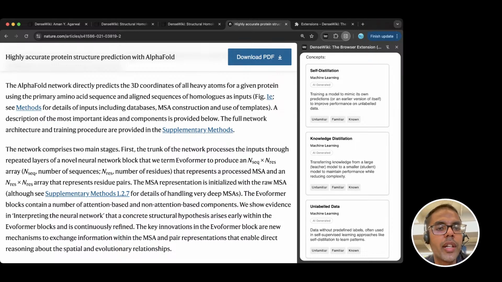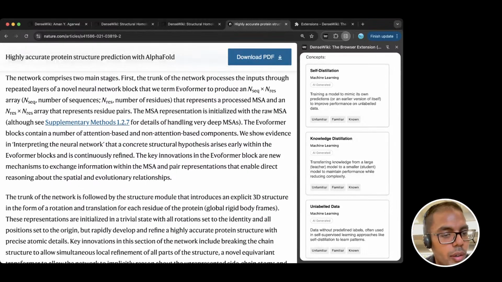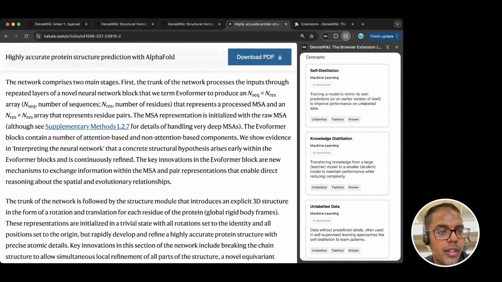Okay, the most important ideas are provided below. The full network and training procedure we will look at in the supplementary methods. I won't go into that for now. I mean, I won't go into that eventually unless I am really interested. The network comprises two main stages. First, the trunk of the network processes the inputs through repeated layers of a novel neural network block that we term Evoformer.